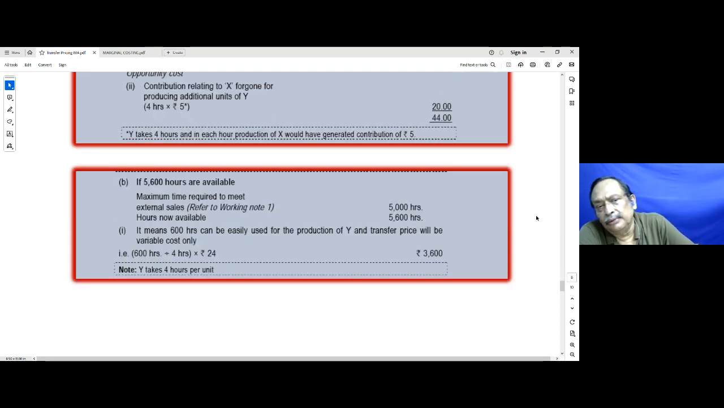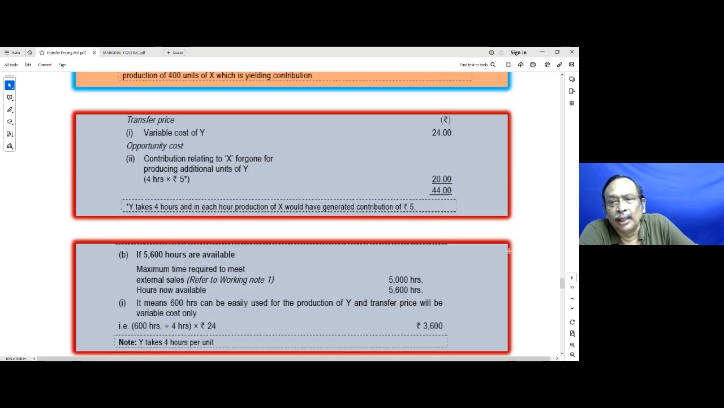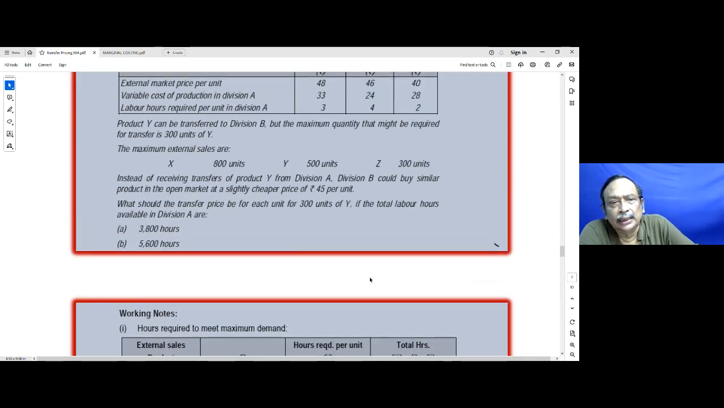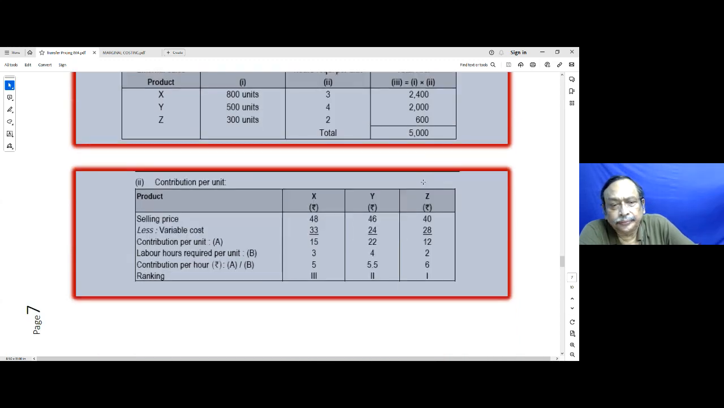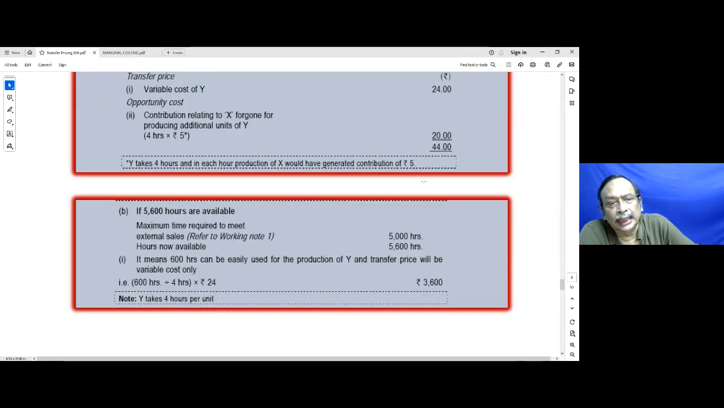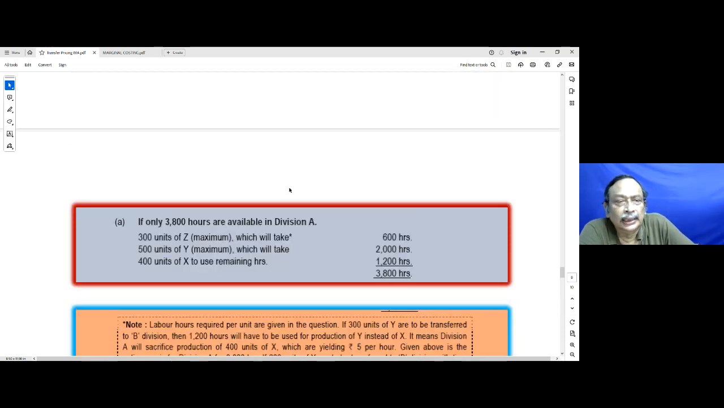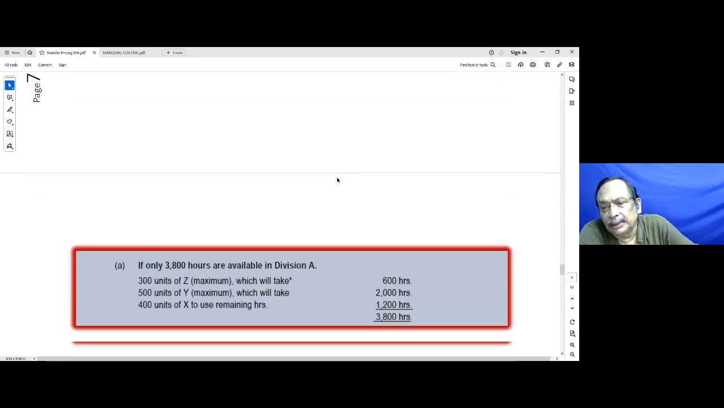Now, we are coming to the next part. If 5,600 hours are available, now the maximum time required to meet external sales, you see, we are having external sales to the extent of 800, 500 and 300 units. So what we are doing in the second case, if 5,600 hours are available, the maximum time required to meet external sales is 5,000 hours. The hours now available as per the question in the second independent point are 5,600 hours.